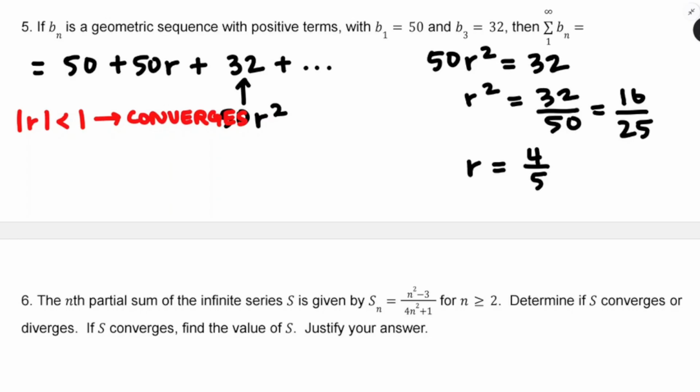Okay. And then I'm going to say the total is going to equal the first term times 1 over 1 minus the common ratio, which was 4/5. All right. Then I'm going to say 1 minus 4/5 is a fifth. 50 times 5, that's 250.